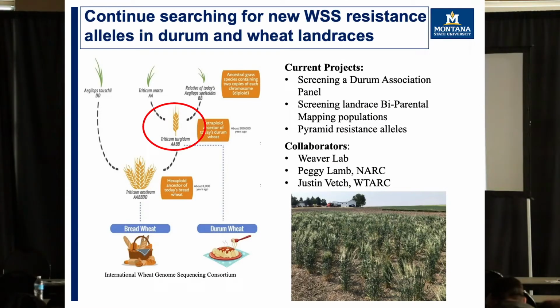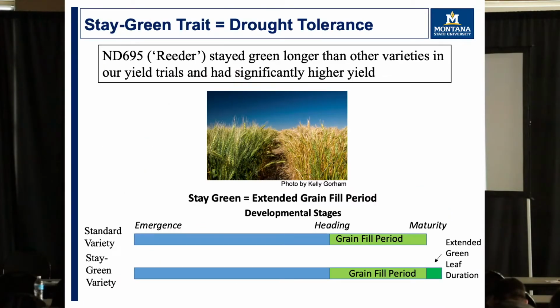So my final thing I'm going to talk about today is the stay-green trait. I don't know if any of you have heard much about this before. I know a lot of you are probably familiar with the variety Reeder. The stay-green trait was first identified by my predecessor. Other people saw it too, and my predecessor had a real interest in this because back in the 90s when he first started testing this variety in Montana, he noticed it stayed green quite a bit longer than other varieties, and also had a significantly higher yield potential, especially under drought.